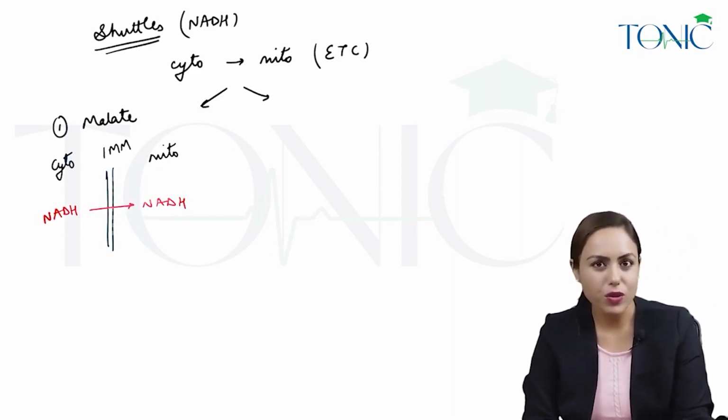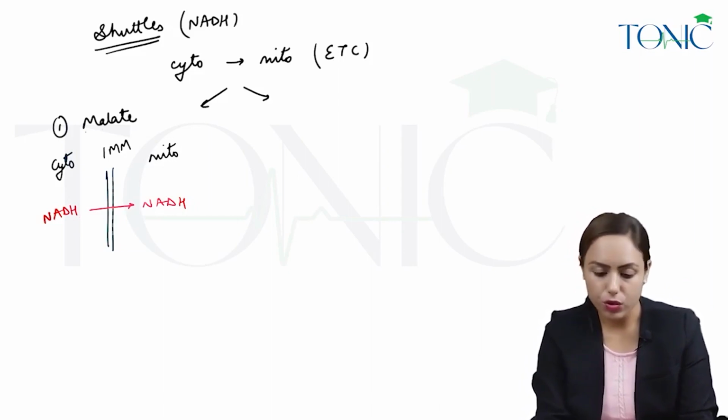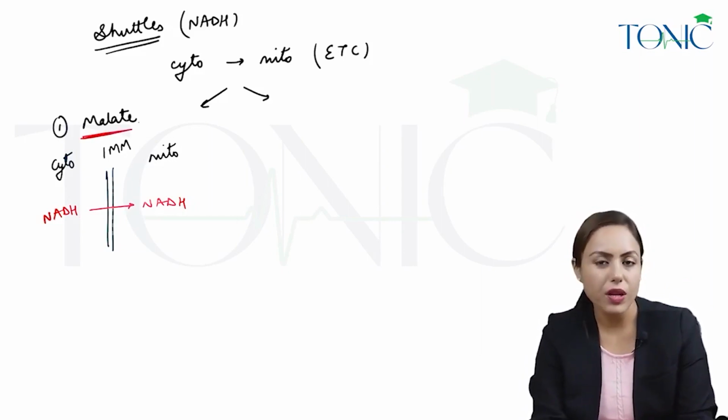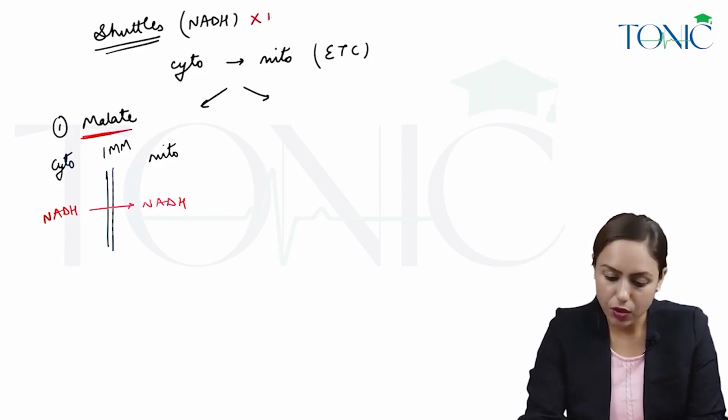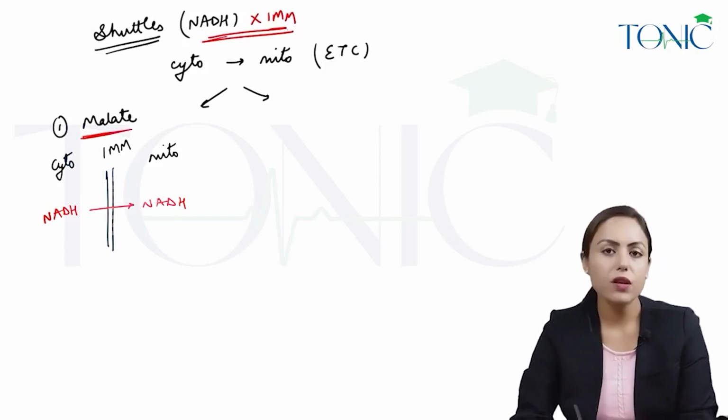and some molecules, right? And malate is one molecule which crosses the inner mitochondrial membrane. That's why the shuttle is the malate shuttle. Okay? Because NADH cannot cross the inner mitochondrial membrane.